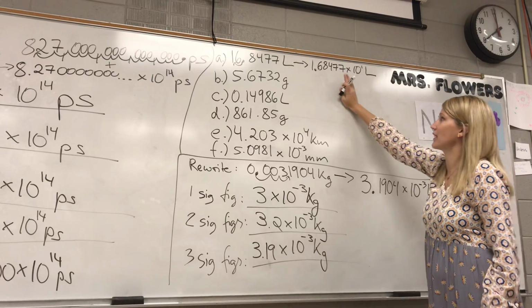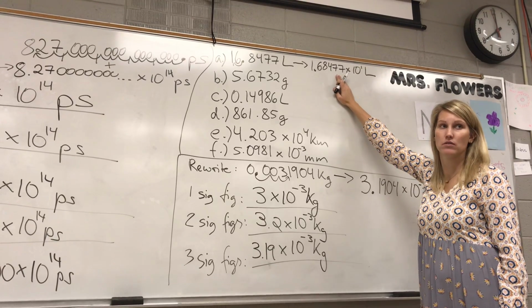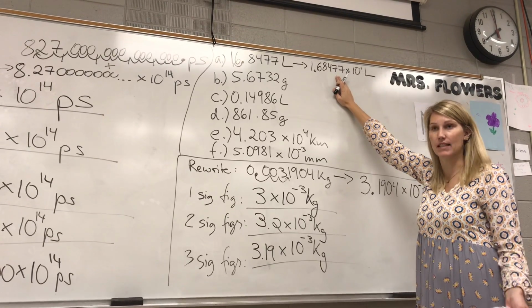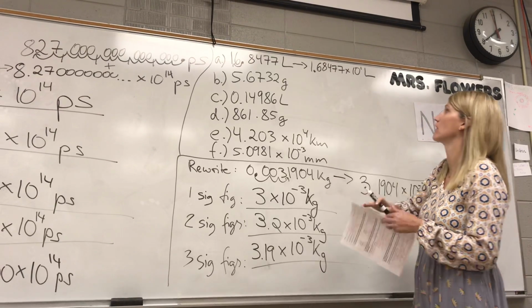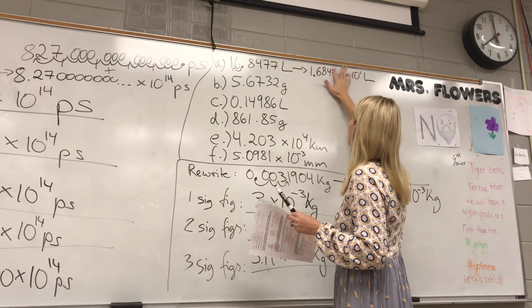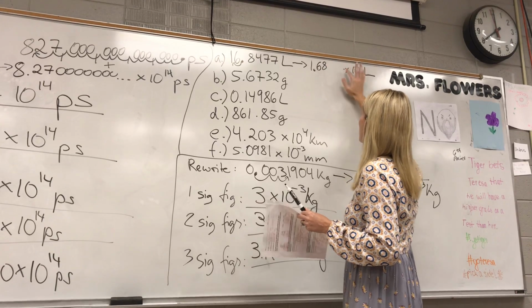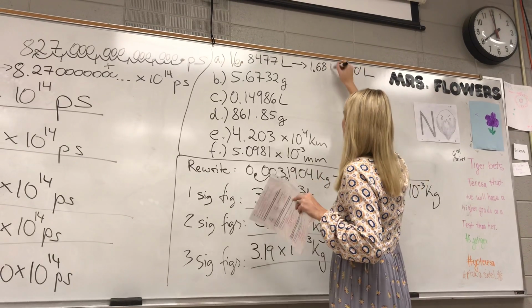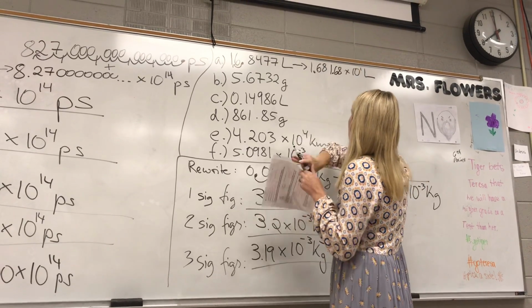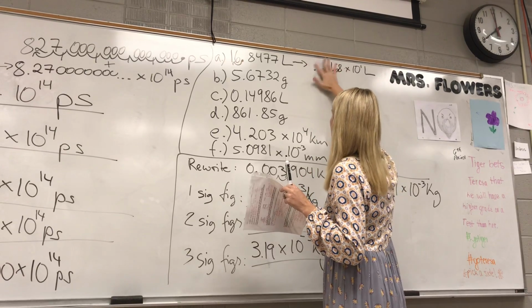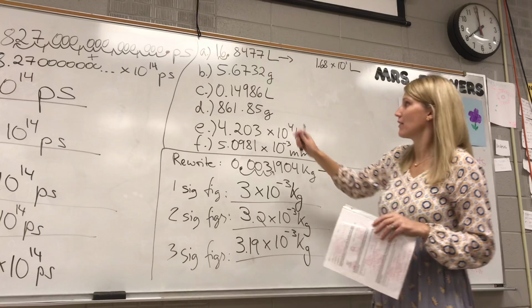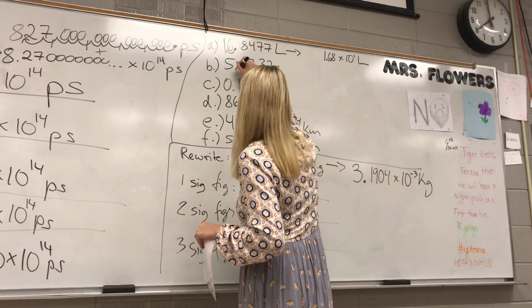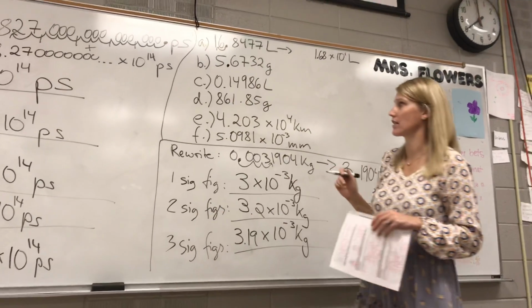All right, how many significant figures do I have now? 6. But they told me in the directions I can only have 3. How can you reduce that to 3? All right, there we are. So my answer is, I'm just going to make it prettier, 1.68 times 10 to the first power liters. Very good. B, you have 5.6732 grams. So how can I reduce that to scientific notation?